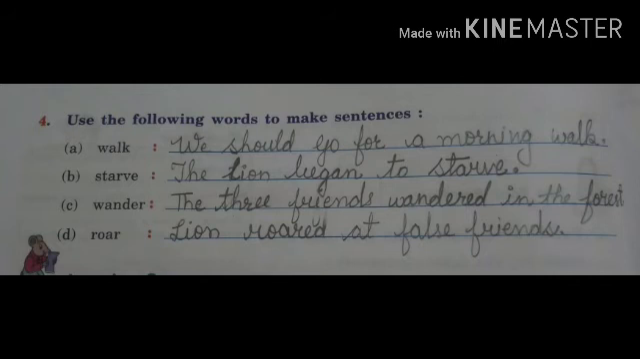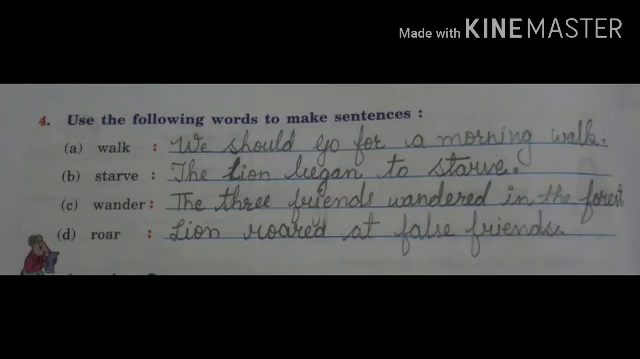The lion began to starve. In the story, you heard that the lion began to starve because he fell into a ditch and he was not able to hunt and to eat or to run. So here we will write only a few words. The lion began to starve. The third sentence we are going to make is with the word wander. The three friends wandered in the forest. Then the fourth one is roar. Lion roared at false friends.